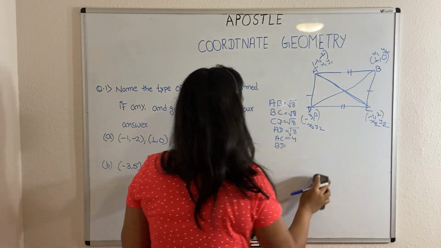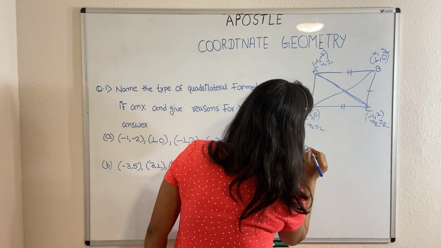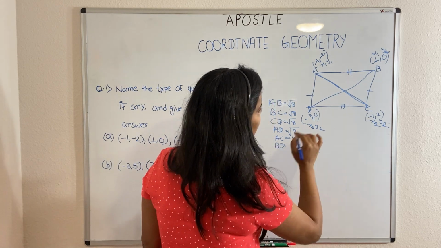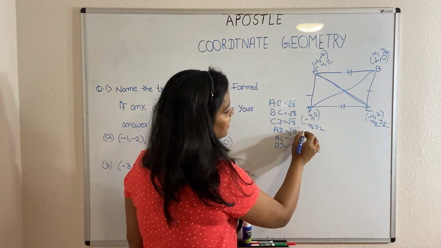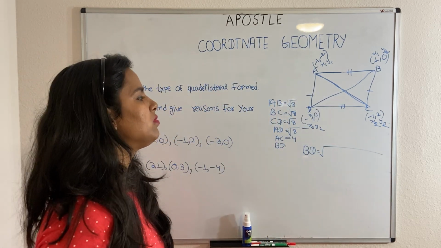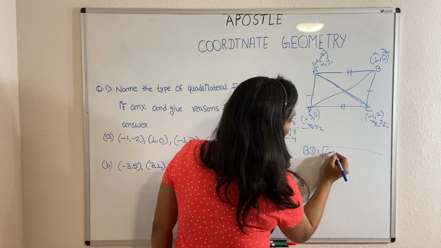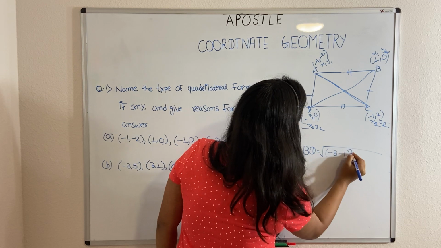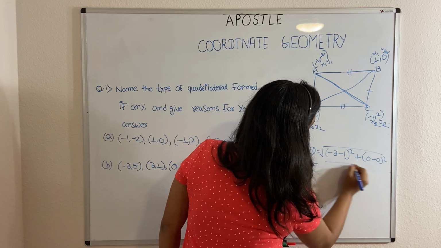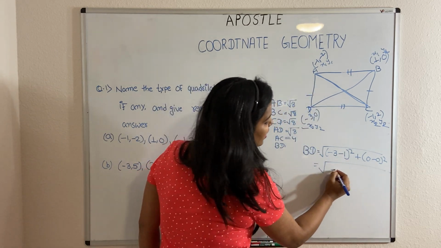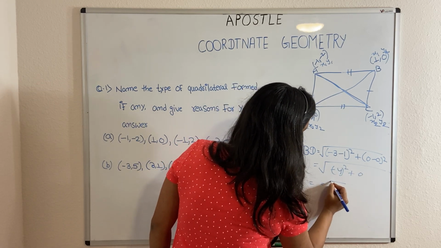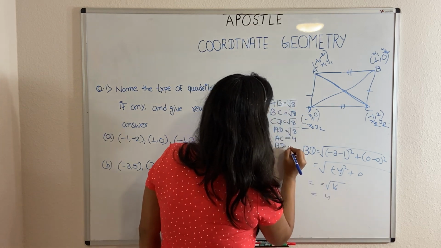Now I am going to calculate the value of BD. So what is BD? BD here is this diagonal. So this is x1, y1, and here is x2, y2. So x1, y1 is 1, 0, and x2, y2 is minus 3, 0. So (x2 minus x1) is minus 3 minus 1 whole square plus 0 minus 0 whole square. So minus 3 minus 1 is minus 4 whole square, and 0 whole square is 0 only. So minus 4 whole square is root 16, and our answer is coming out to be 4.